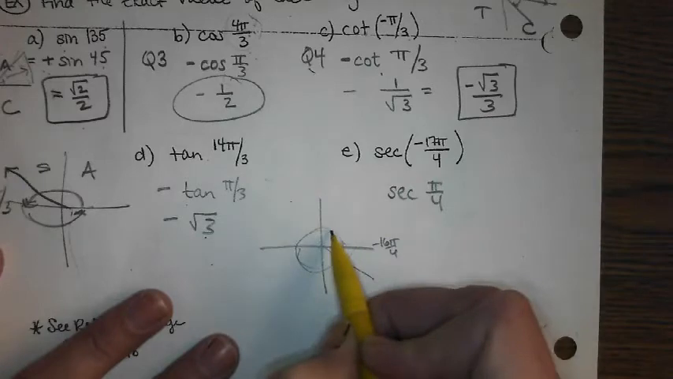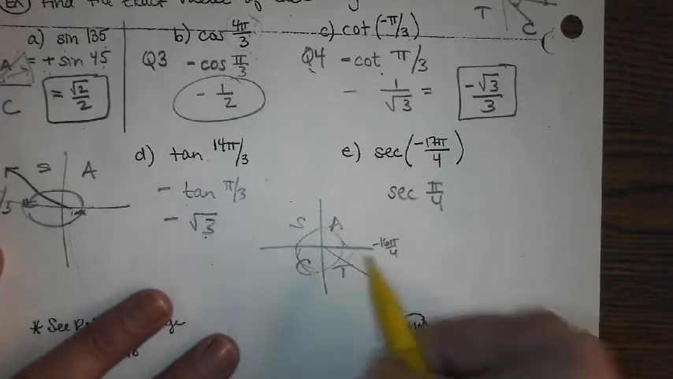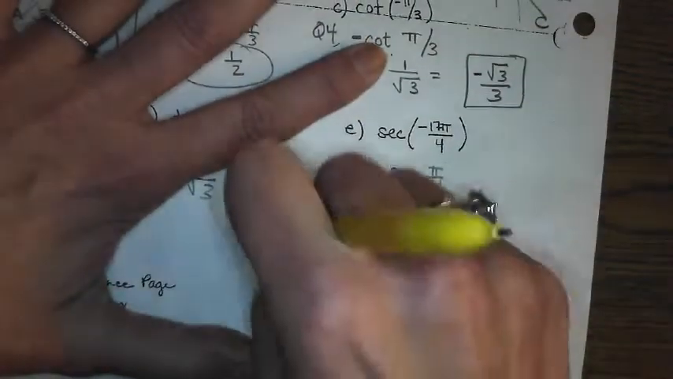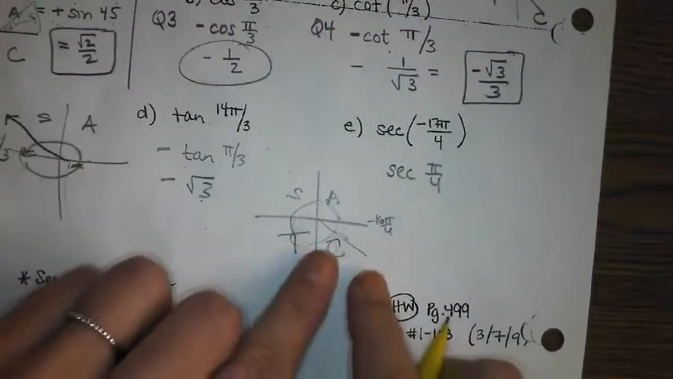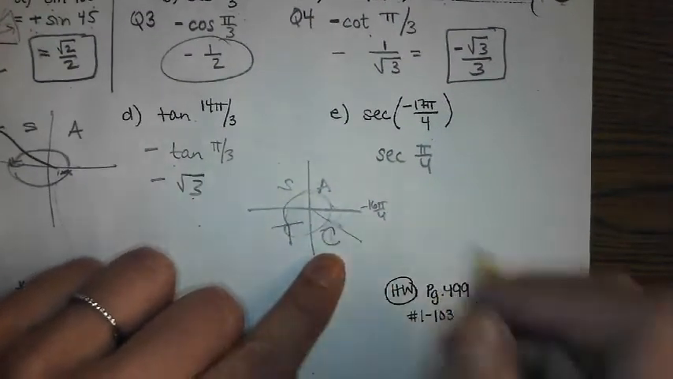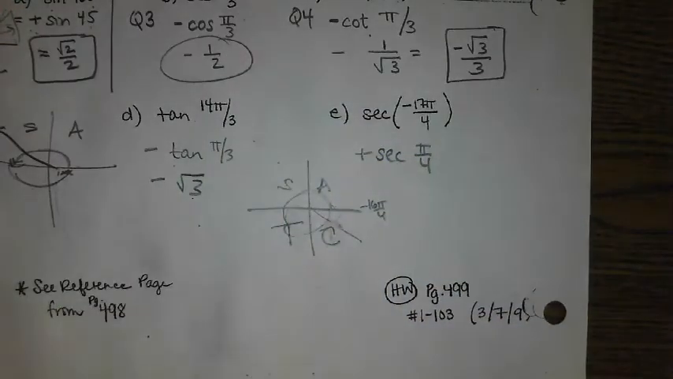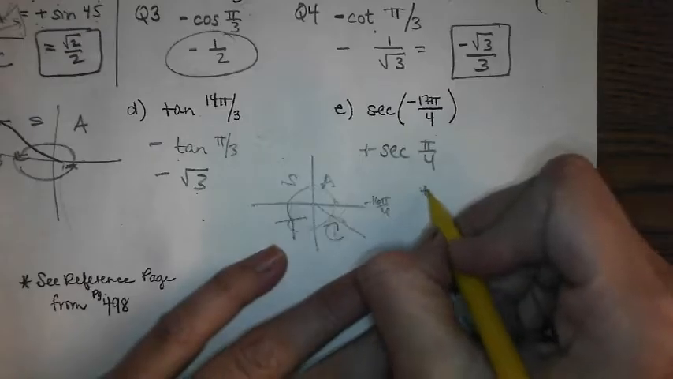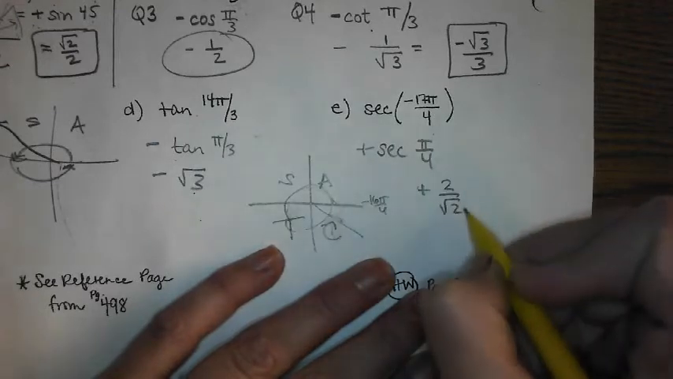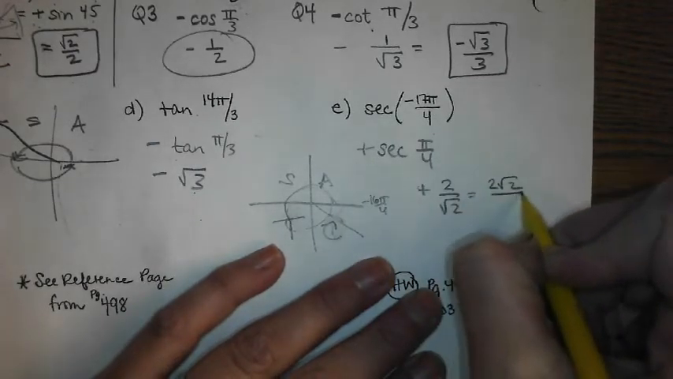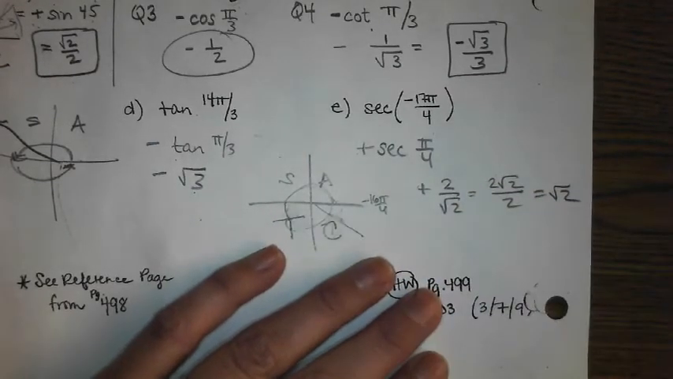Now secant is the same as what? Follows the same rules as what? Cosine is correct. So is this positive or negative in the fourth quadrant? Positive. So the cosine of pi over 4 is root 2 over 2. So the secant is going to be 2 over root 2, right? Which rationalizes to 2 root 2 over 2, which is just root 2.